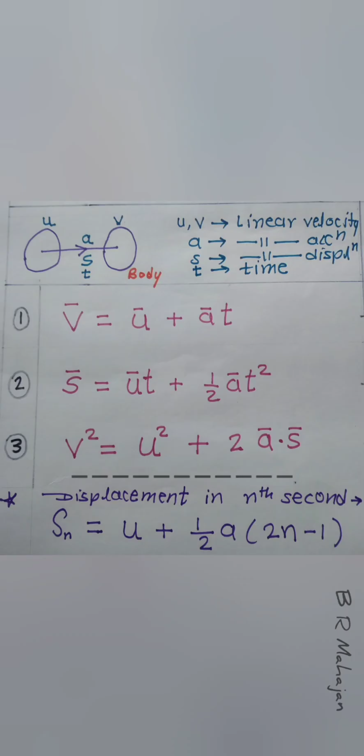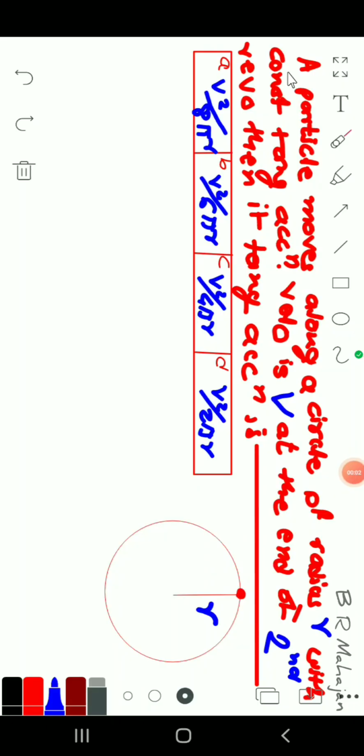Read this problem carefully and think yourself. Here we have to use this third kinematic equation to solve this. A particle moves along a circle of radius r with constant tangential acceleration. We can imagine the particle moving along a circle of radius r and its acceleration is tangential. What does it mean? It means that the magnitude of velocity v changes.